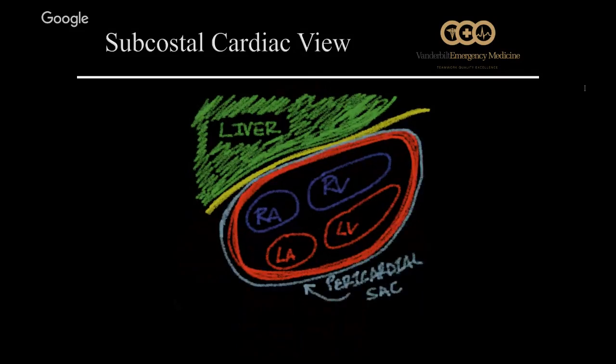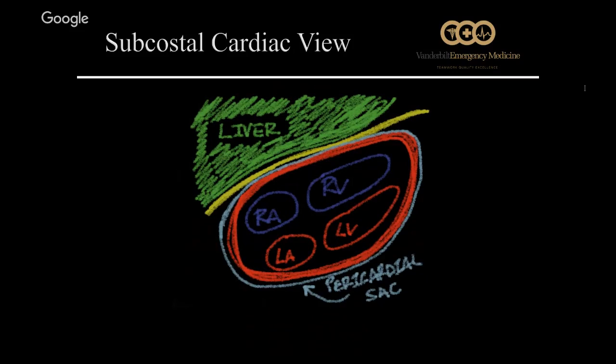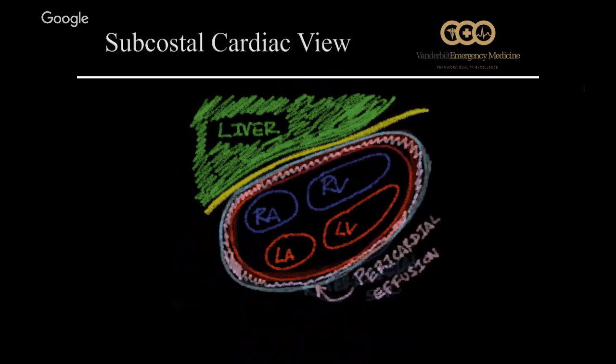We're going to be looking for a stripe of fluid around the heart. So the great thing about the subcostal view is when fluid is collecting in the pericardium, it's going to create this nice black stripe between the liver and the heart, which will make it really easy to see. Next slide. All right, so as that fluid collects, it'll create this nice black stripe between the liver and the heart. Next slide.